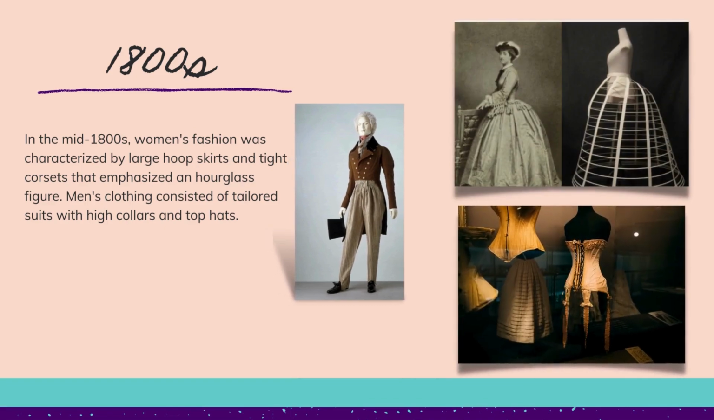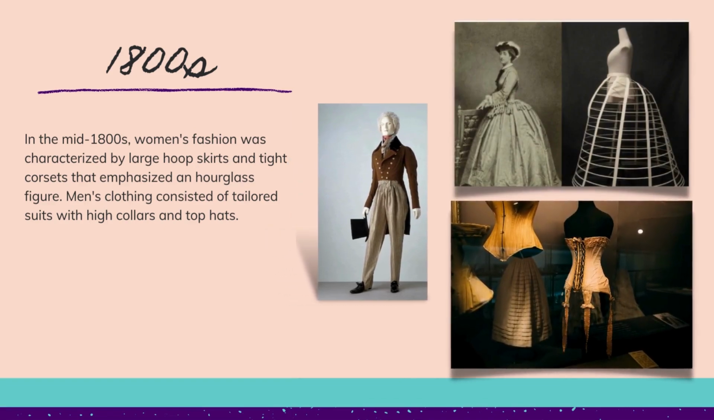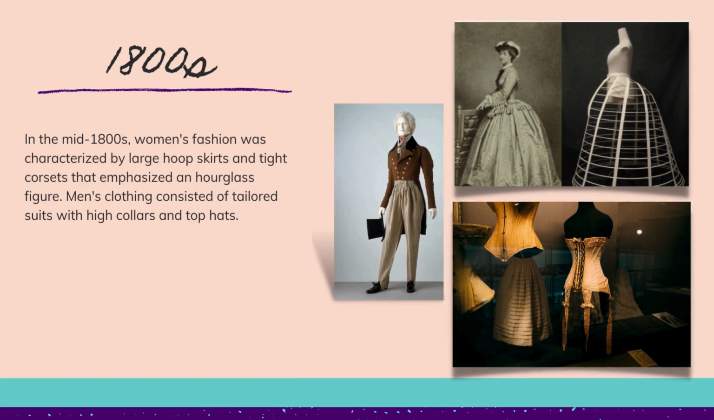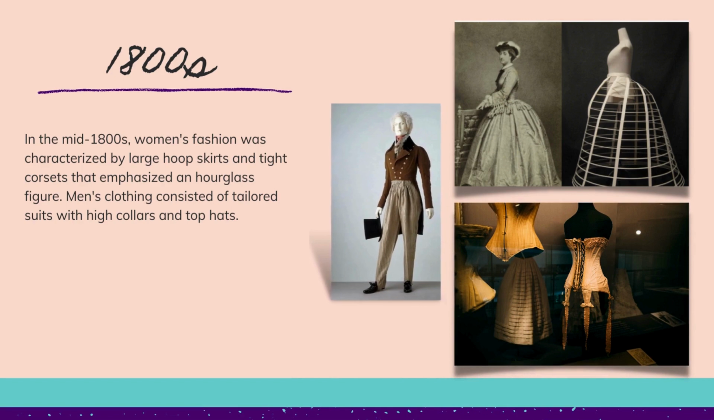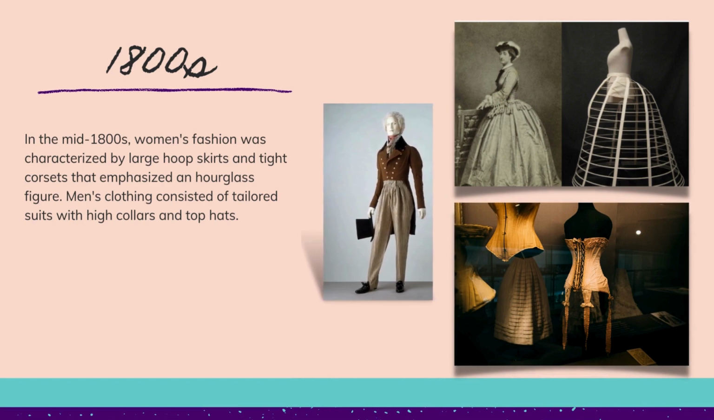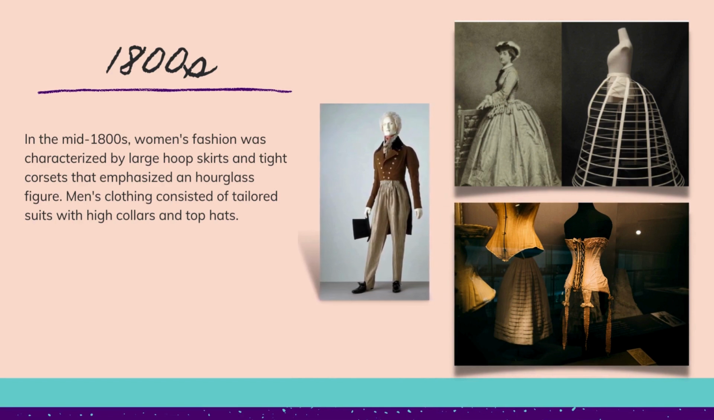We'll begin in the 1800s. In the mid-1800s, women's fashion was characterized by large hoop skirts and tight corsets that emphasized an hourglass figure. Men's clothing consisted of tailored suits with high collars and top hats.